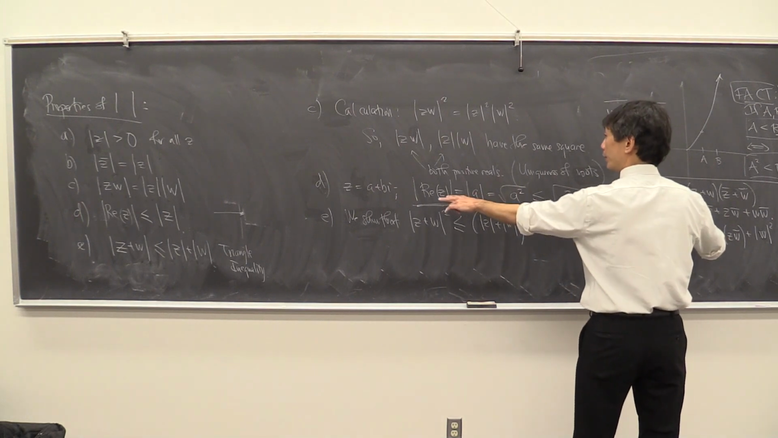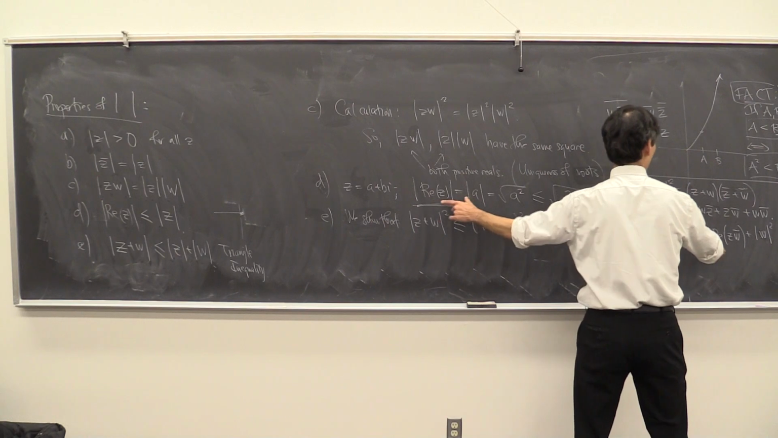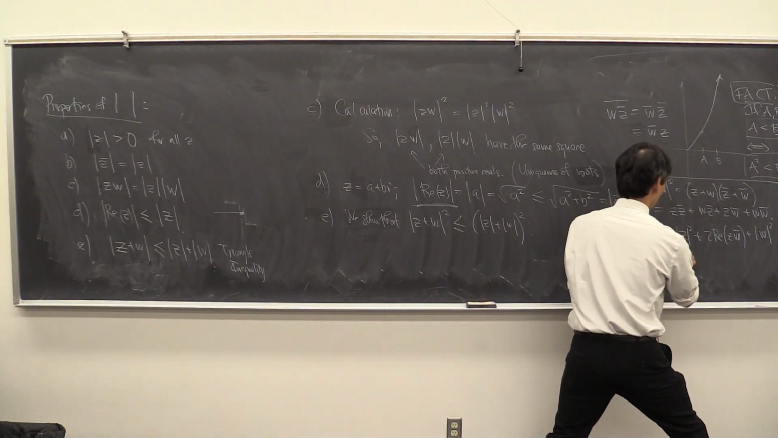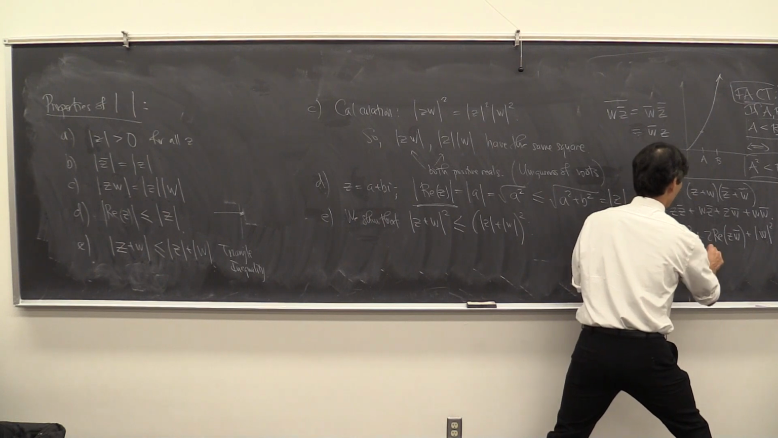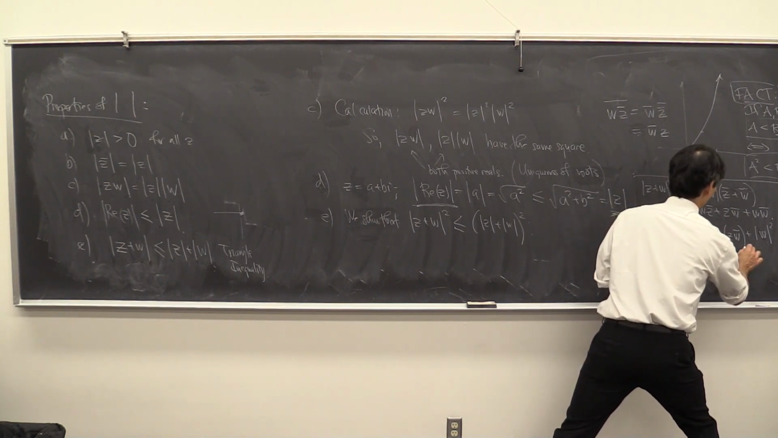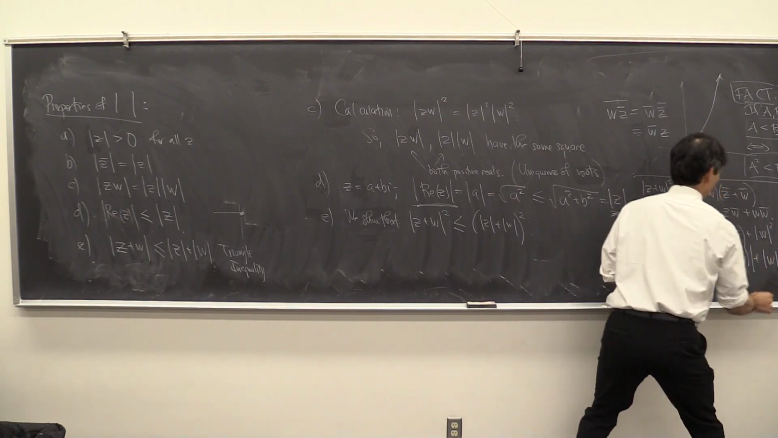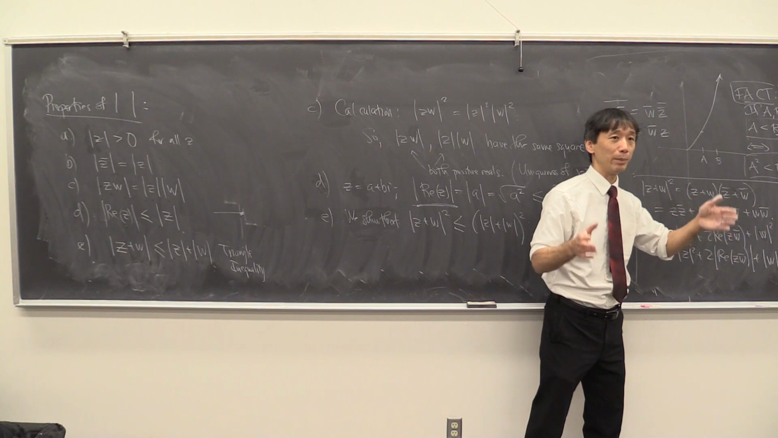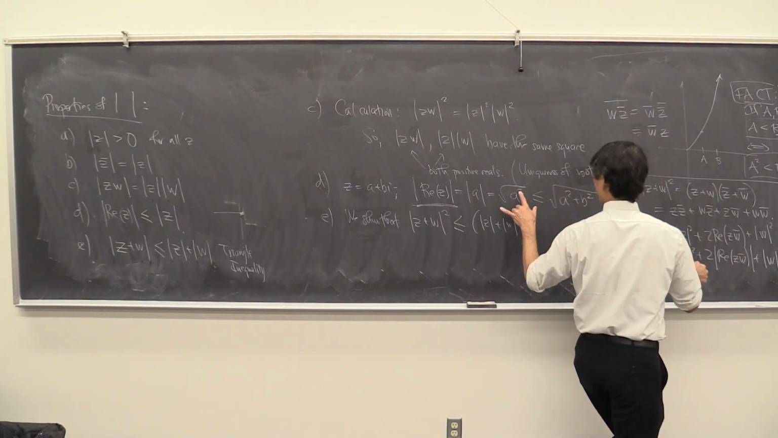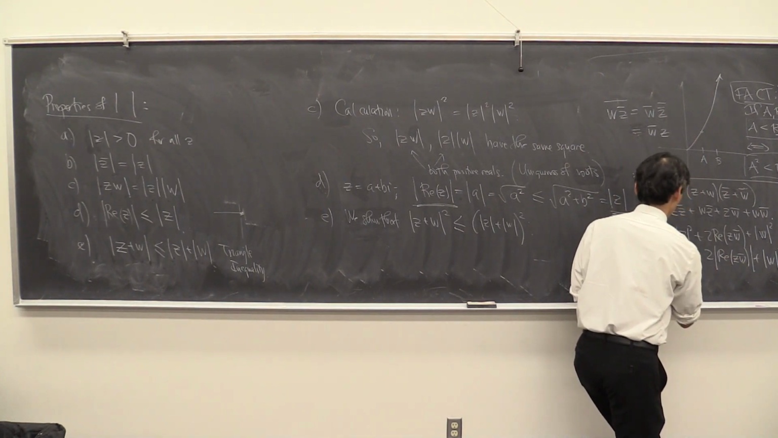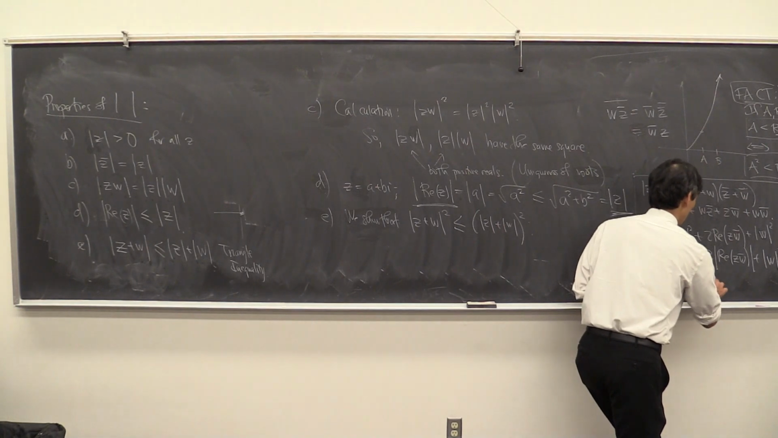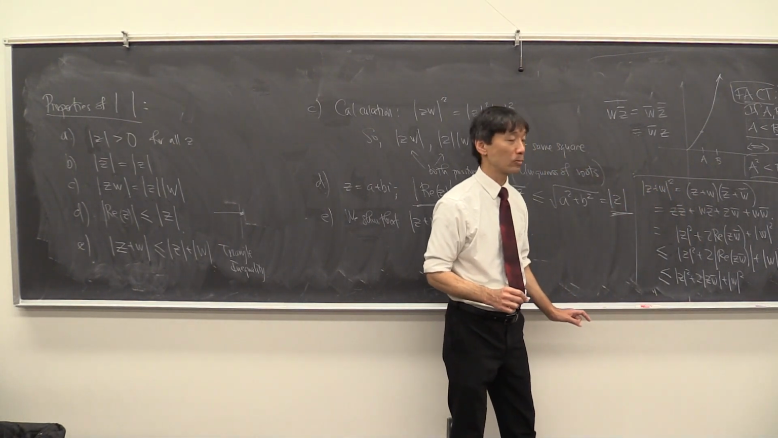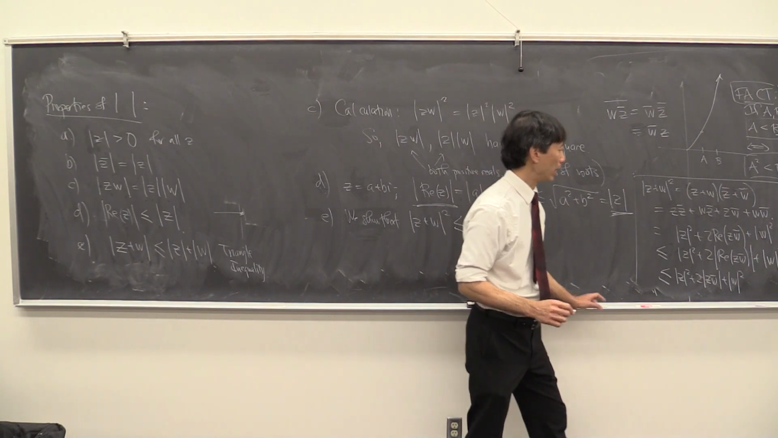But we just showed in part D that this is going to be smaller than this. Whenever you have a real number and you take its absolute value, it just gets bigger or stays the same. And then we use part D and say this is smaller than or equal to this plus twice this plus this. But that's the same thing.